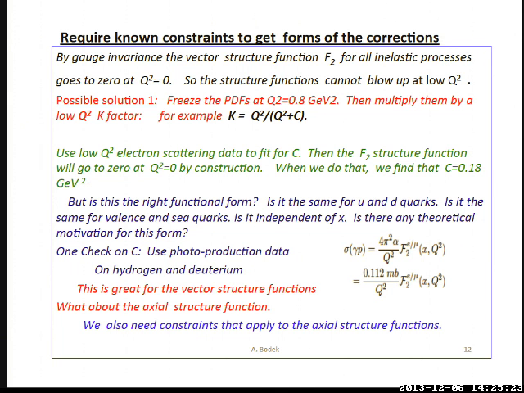Okay, this is great for the vector structure function. What about the axial structure function? We need constraints that apply to the axial structure functions too. After all, this is a neutrino experiment.